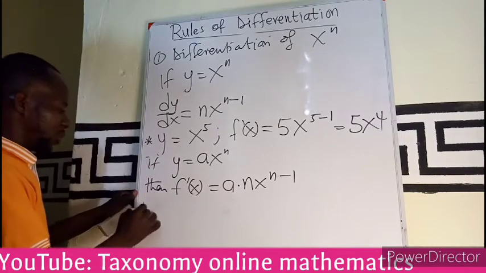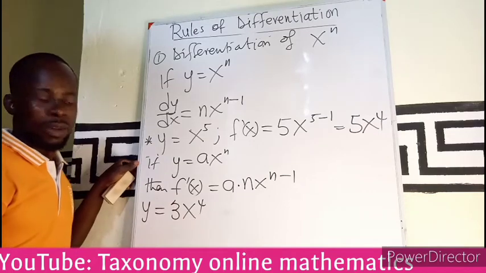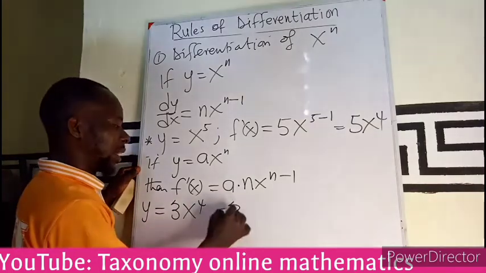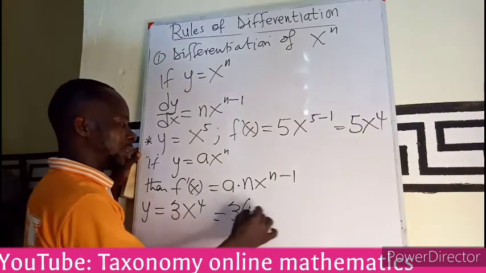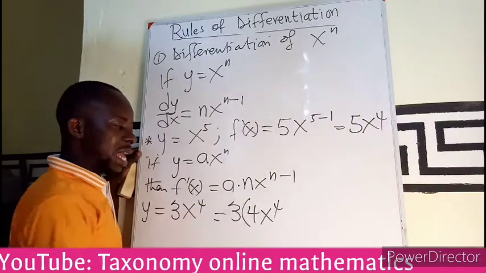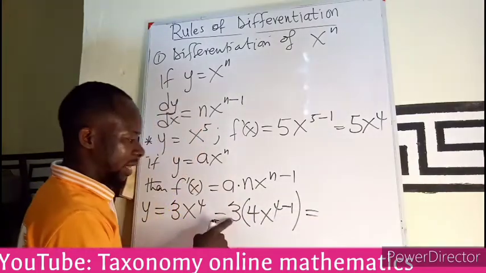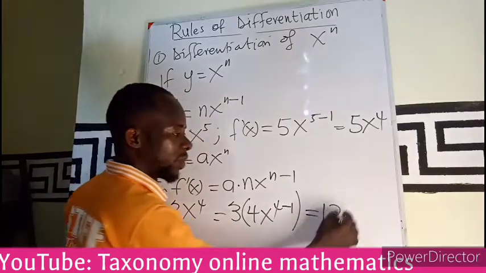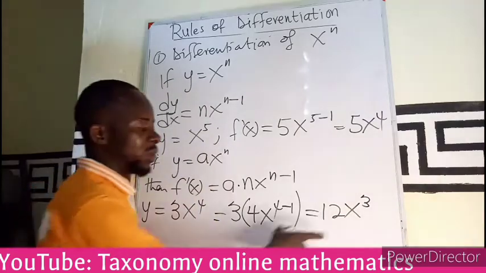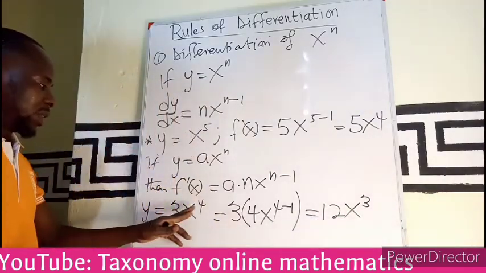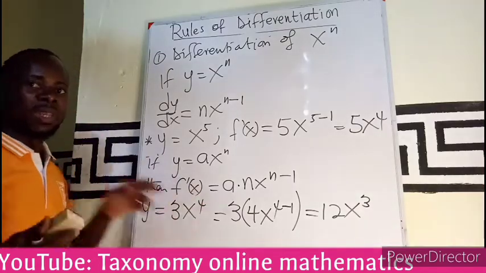So let's take an example, y equals 3x exponent 4. What do I do? I hold the 3, multiply it with 4 coming to multiply this function, then the exponent is reduced by 1. So from here, 3 times 4 is 12, x exponent 4 minus 1 gives us 3. So if you have to differentiate, this is what we get. The constant is held, then we perform the differentiation of the function, then we multiply.